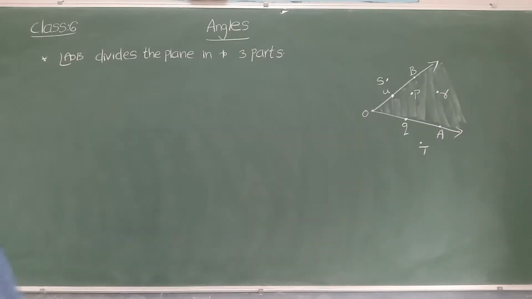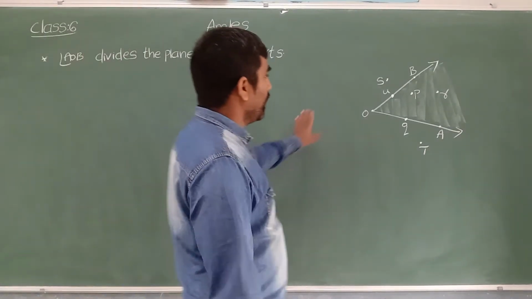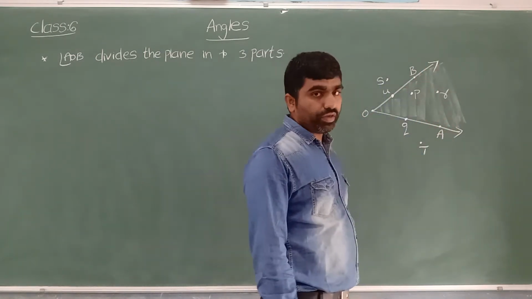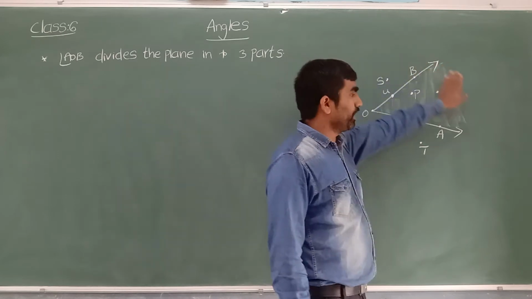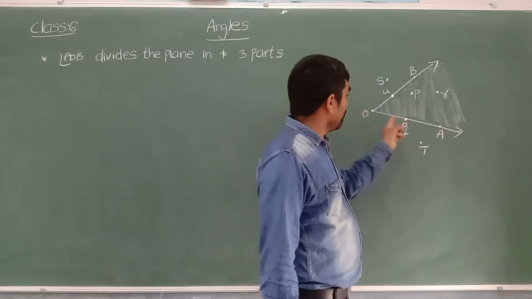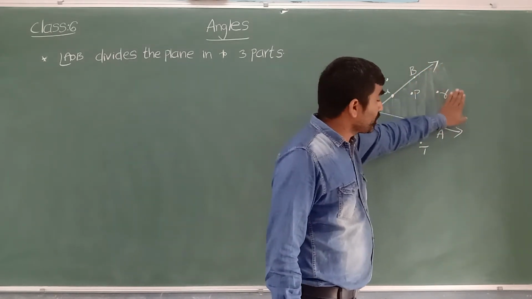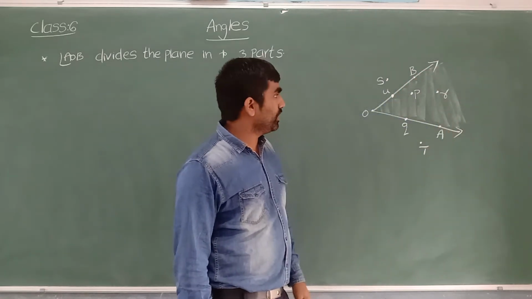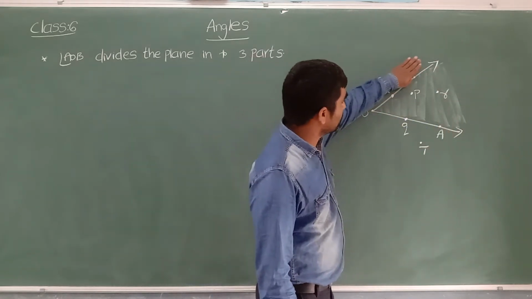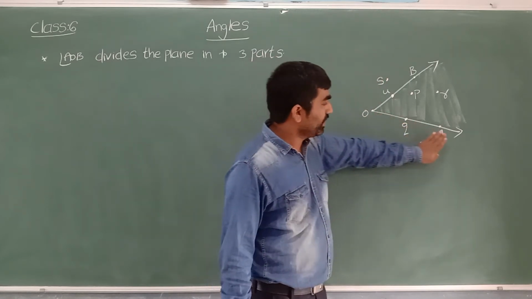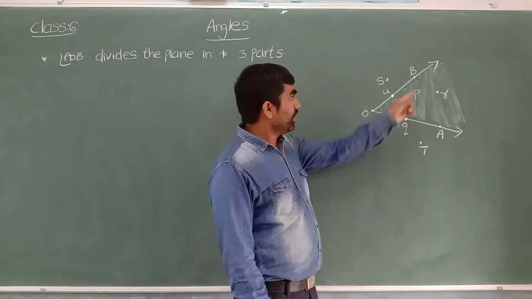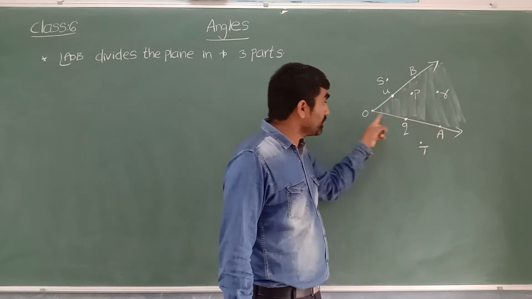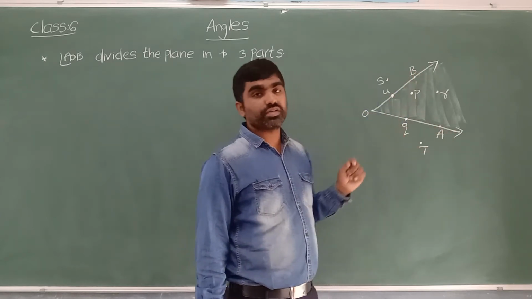Okay children, let's see a small example here. I am taking one angle here, AOB. AOB is an angle on this plane. Now if we see this shaded region, what do we call it? The shaded region is called the interior of the angle, and this outside place is called the exterior of the angle. Some points are there on the boundary. Whatever points are on the boundary are called points on the boundary.